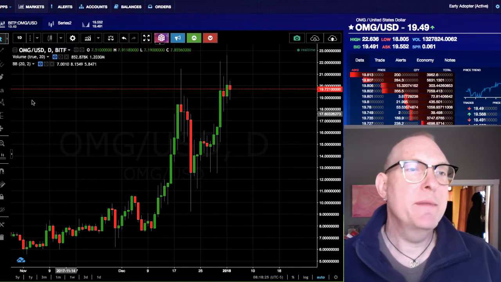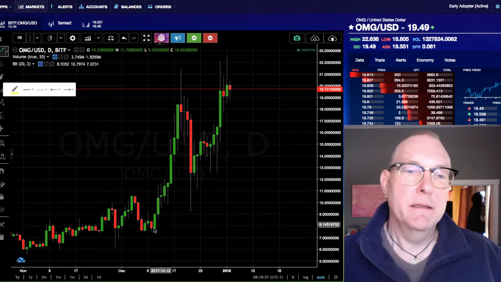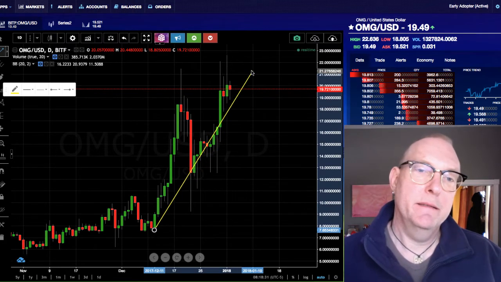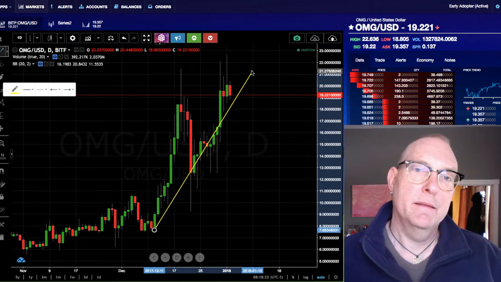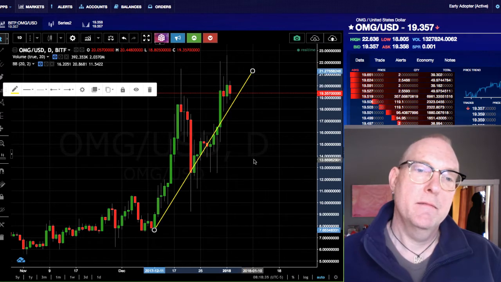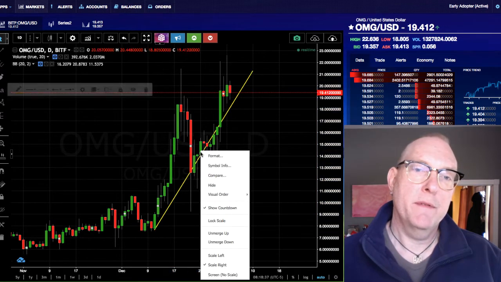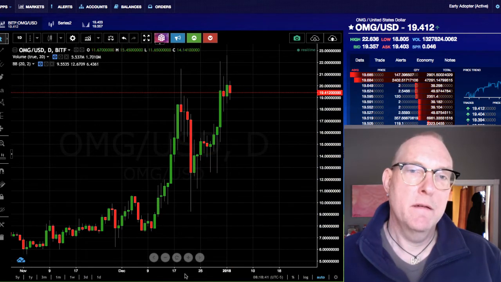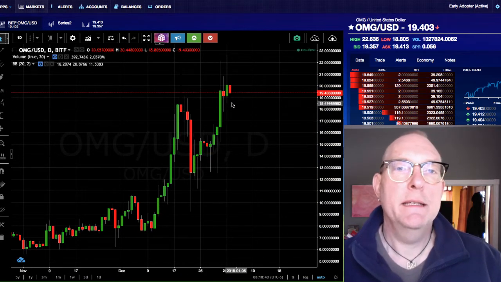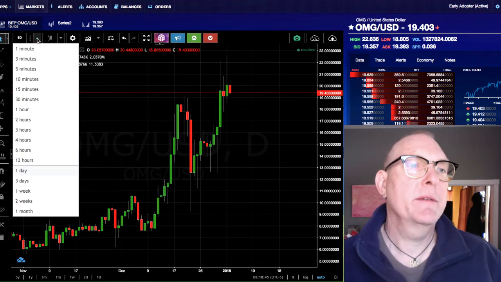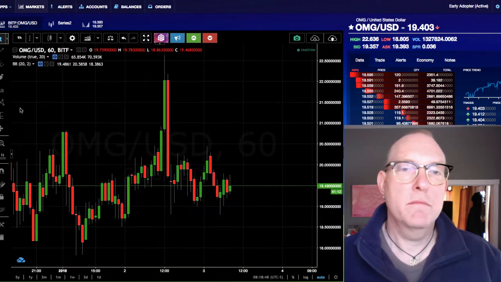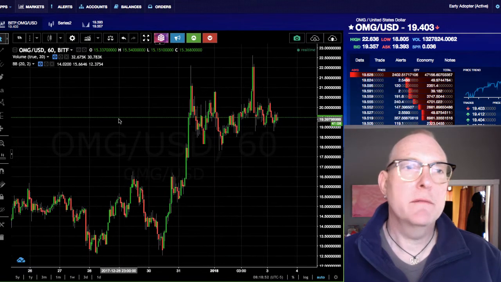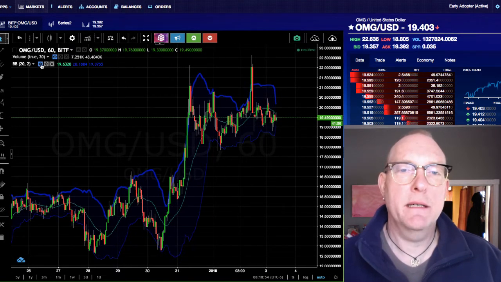And what I see with Omise Go is I see a pretty steep rise. I don't know if that helps, having a line like that. I see that maybe I have to go to the 1 hour chart. Now the 1 hour chart, let's see what a Bollinger Band looks like on a 1 hour chart.